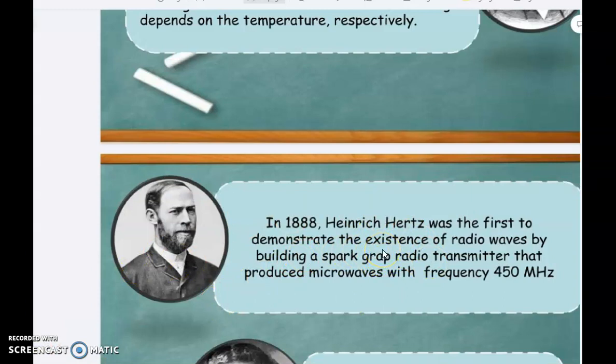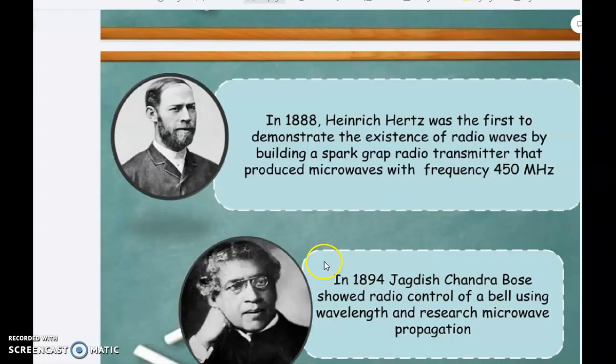So many other people talk about microwaves. This is Heinrich in 1888, who was the first to demonstrate the existence of radio waves by building a spark gap radio transmitter that produced microwaves with a frequency of 450 megahertz. Of course, these radio waves and microwaves all work hand in hand, and we'll be talking about all of them in today's video.